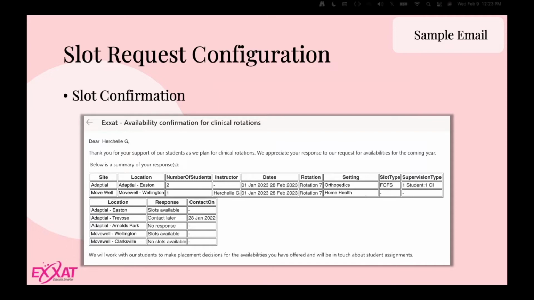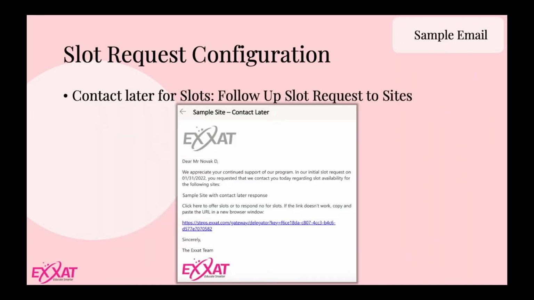All right, so I'm going to go to the next slide. Maybe. There we go. The contact later for slots follow-up looks like this. This is a sample contact later email. What it does is it tells them that this is the day that they said they wanted to be contacted. Then there'll be a site name here, and a link here for them to get back into the system to follow up and give you the slots or respond in whatever way they need to respond. So that's what that email looks like when they receive it.